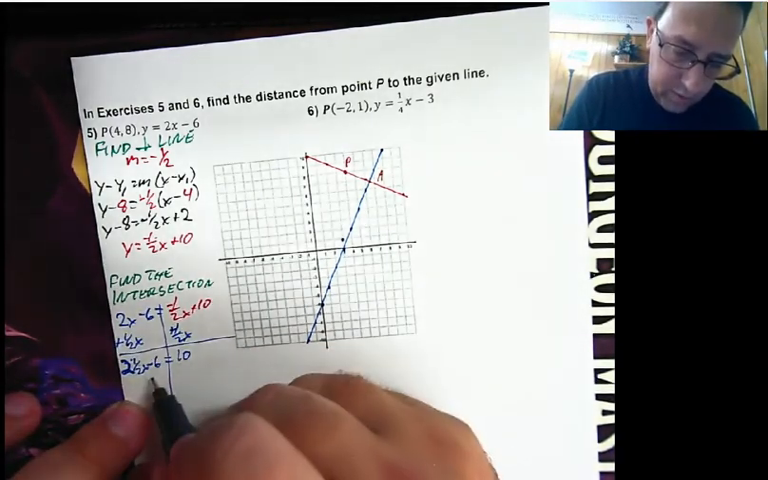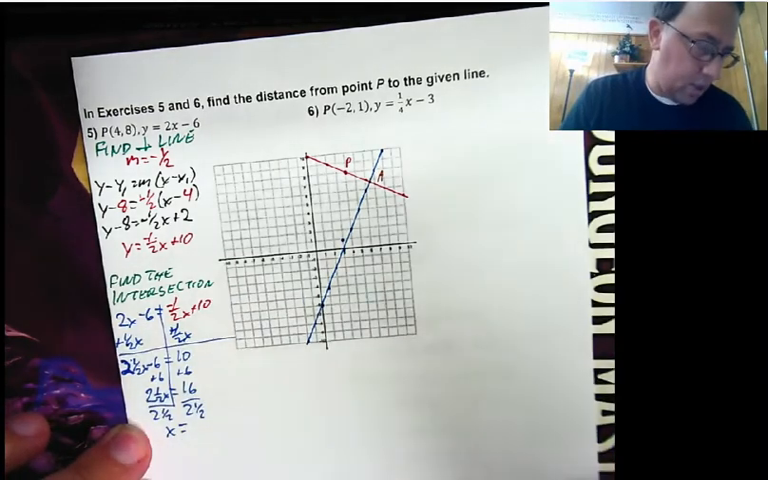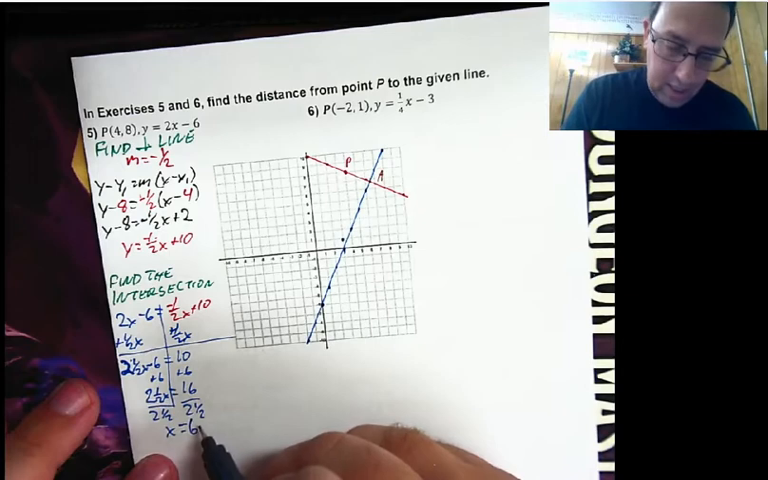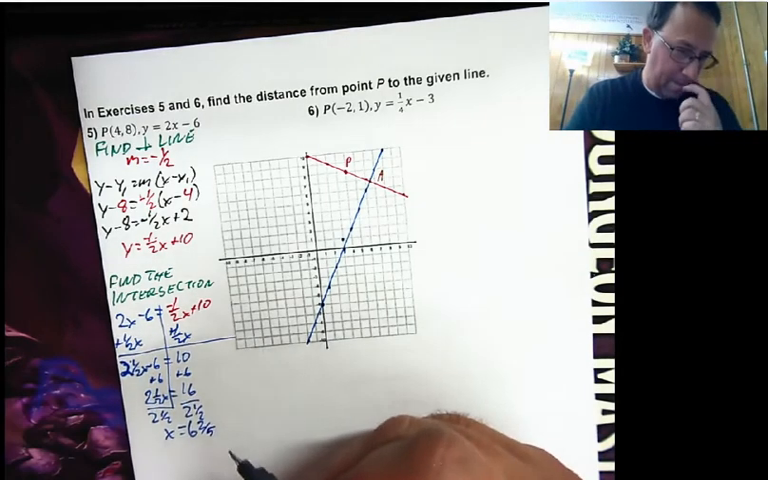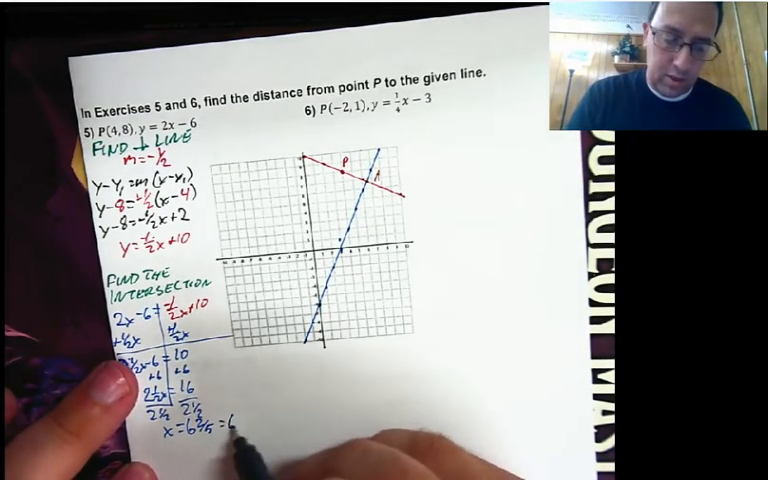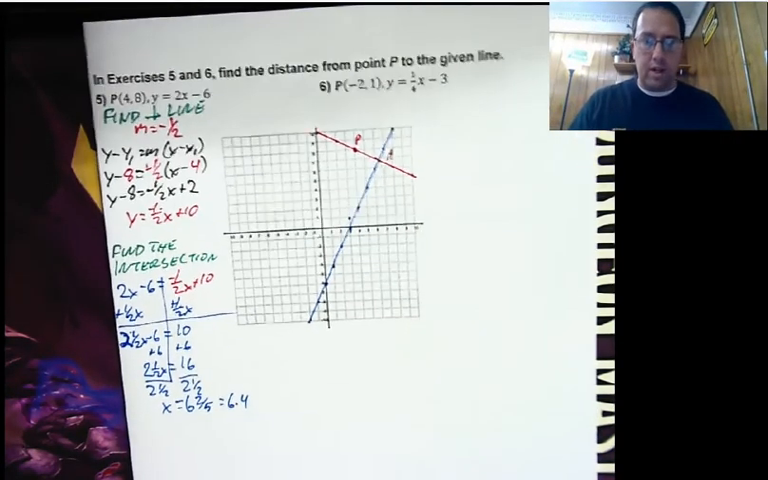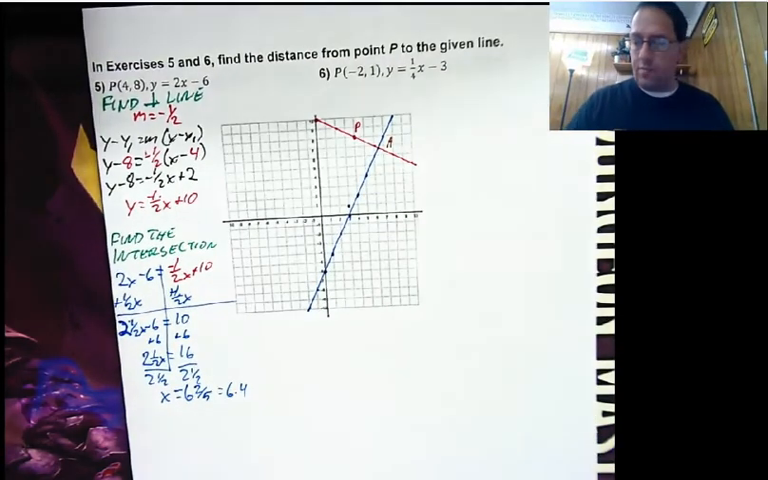Move our constants over. Divide by 2.5. And x equals 6 and 2/5. Or if you prefer, we could also call this 6.4. A little bit easier to deal with, right? So now, what do? That's our x, but we want an ordered pair there, right?